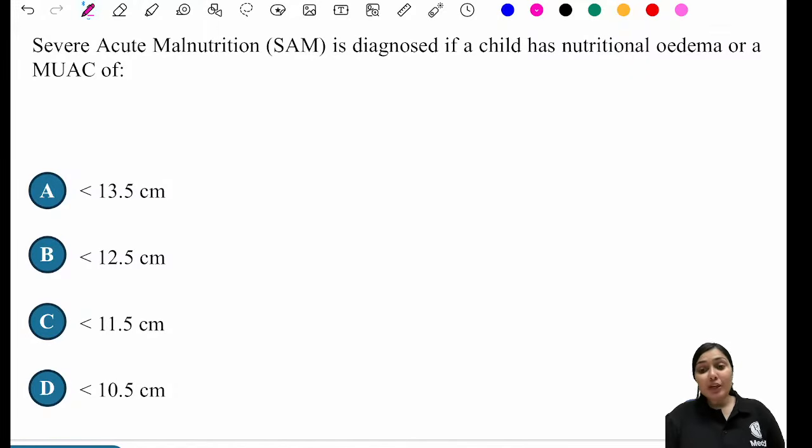SAM is a very important topic for your exam. You cannot afford to miss this. You should know the criteria, you should know the complications. So without further ado, let's start. So what is SAM? SAM is diagnosed if the child has nutritional edema or an MUAC of less than 13.5 centimeter, less than 12.5 centimeter, less than 11.5 centimeter, or less than 10.5 centimeter. Yes, the correct answer here is less than 11.5 centimeter.